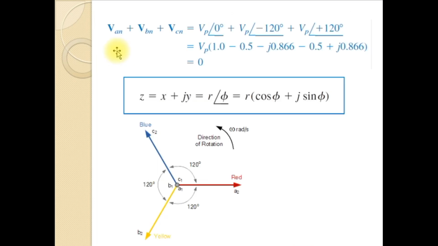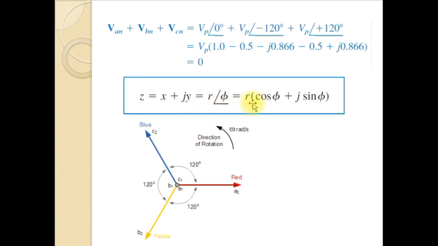Here you can see that VP angle 240, this is 240 degrees, means this is minus 120 degrees. Both are same. As we have seen earlier, the instantaneous value of a three-phase balanced system will be equal to 0. And here you can see that we have represented the A phase as VAN as VP angle 0, VBN as VP angle minus 120 degrees, and VCN as VP angle plus 120 degrees. And VP angle 0 can be written as VP into 1 plus j0 using this relation. If a complex quantity is represented as x plus jy, x is the real part and y is the imaginary part, and if it is represented in polar form, it will be r angle phi.